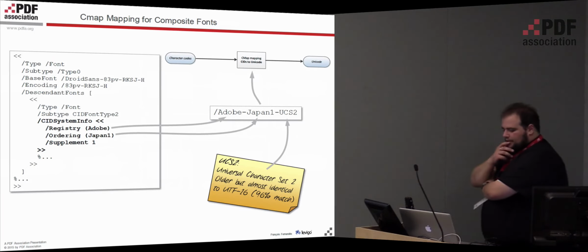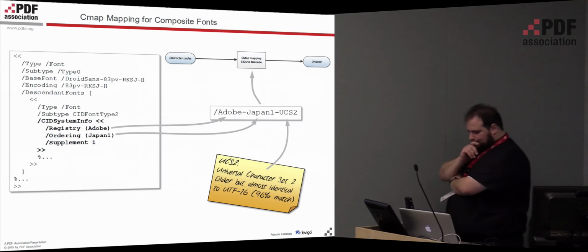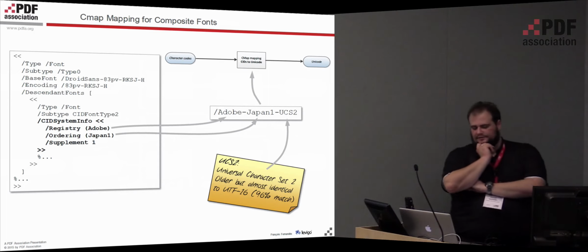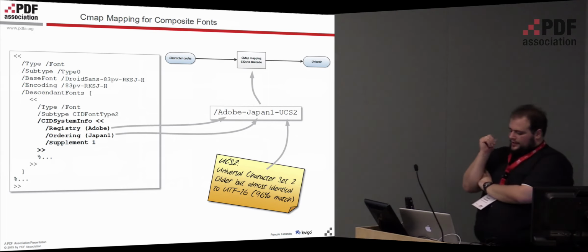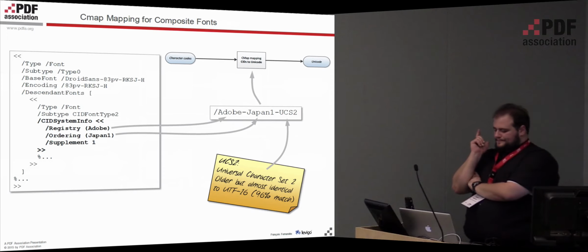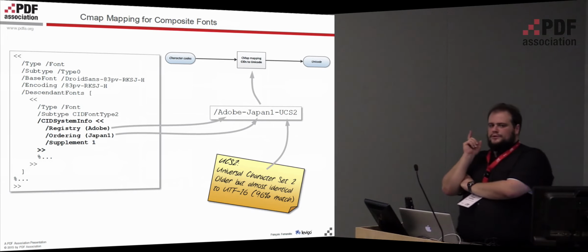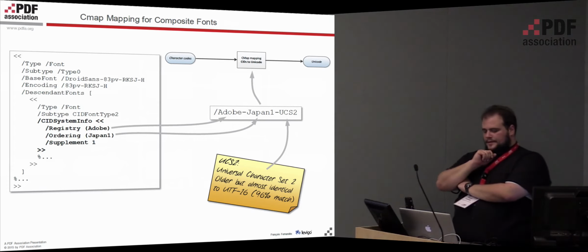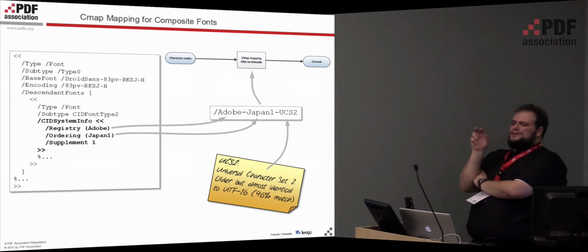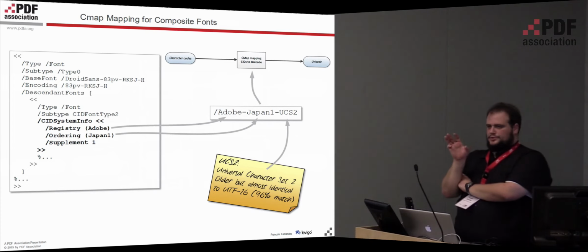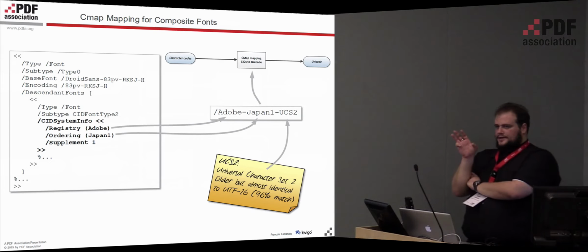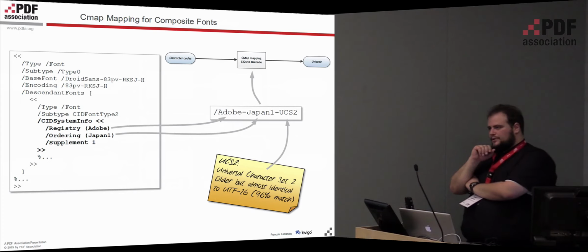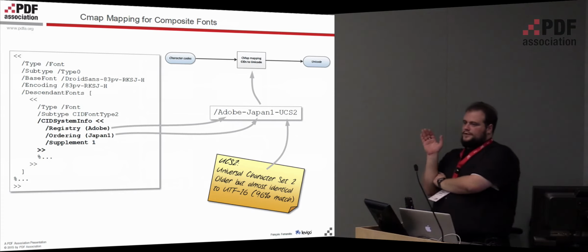As an example of how this is accomplished, we have the so-called CID system info within the descendant font. It includes a registry and an ordering. Both can be used to select one of those predefined UCS2 mapping tables, which map to UCS2, which is almost identical to UTF-16. For all the other characters, there are some smaller workarounds, but in most cases that is already enough.